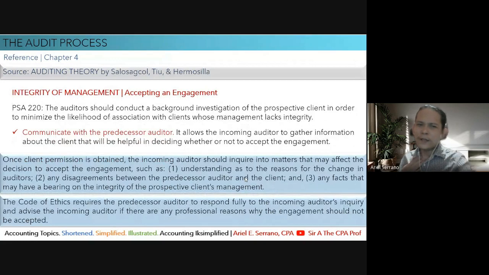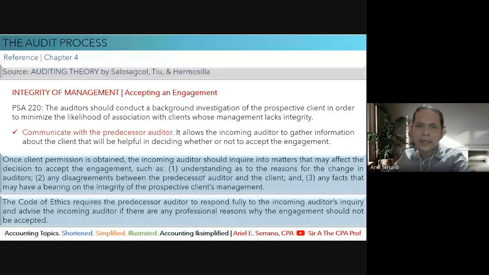As part of this one, communicating with the predecessor auditor, tandaan po niyo ito. Epic fail talaga yung aking animation, hindi ko napansin. Once client permission is obtained, the incoming auditor should inquire into matters that may affect the decision to accept the engagement. For example, ulitin ko lang, Tagalogin ko. Kapag nakakuha na tayo ng approval sa kliyente na pwede na nating kontakin si predecessor auditor, pwede tayong inquire daw into matters such as, alamin natin yung reason bakit nagpalit ng auditor.